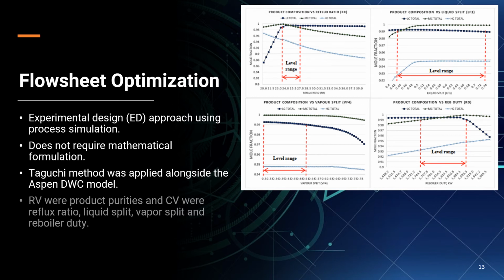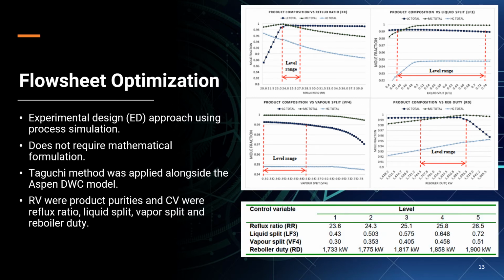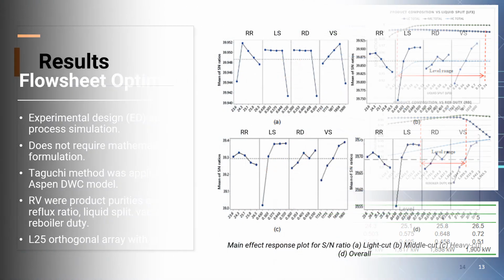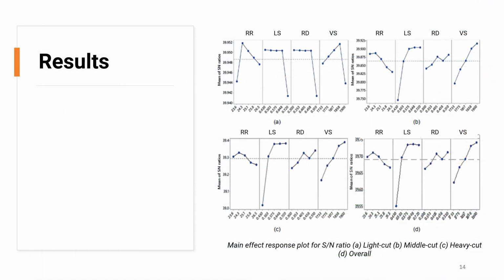The response variables were product purities, whereas the control variables were reflux ratio, liquid split, vapor split, and reboiler duty. An L25 orthogonal array was adopted, and the simulation run results were analyzed using signal-to-noise ratio. It is found that the most contributing variables that affect the product purity were liquid split ratio and reboiler duty.